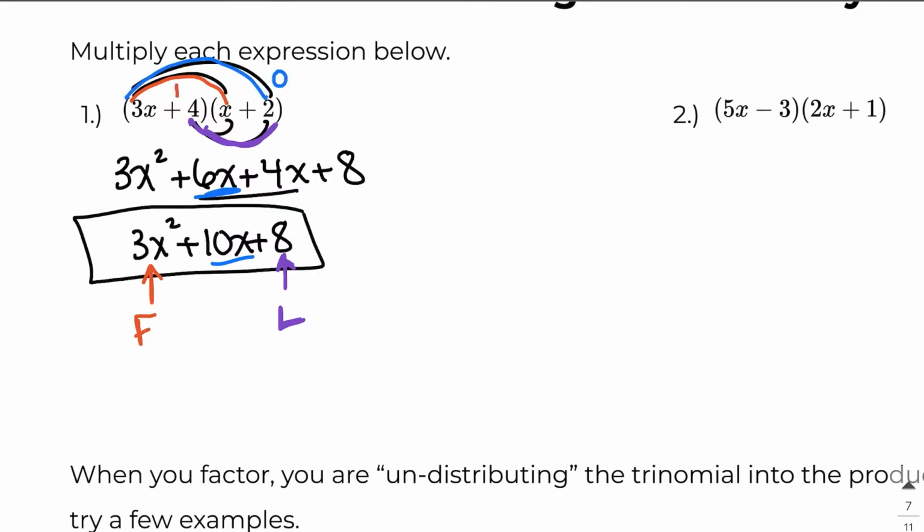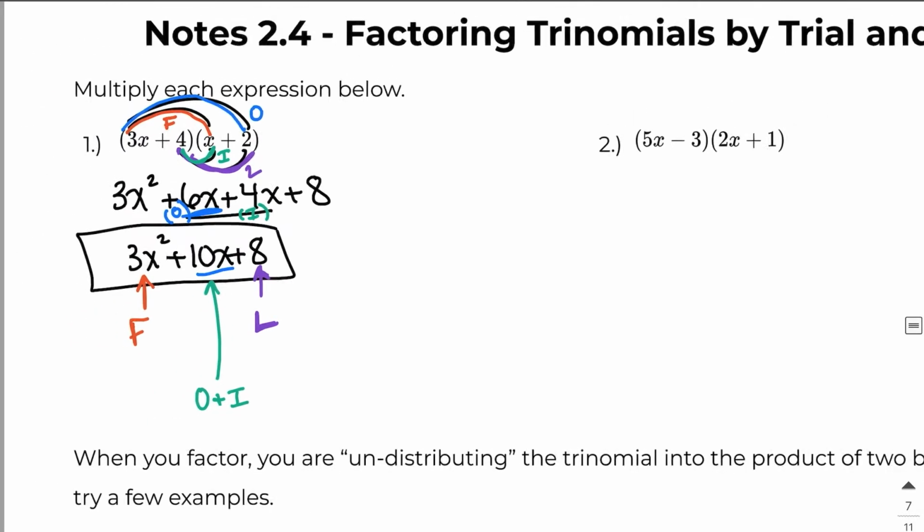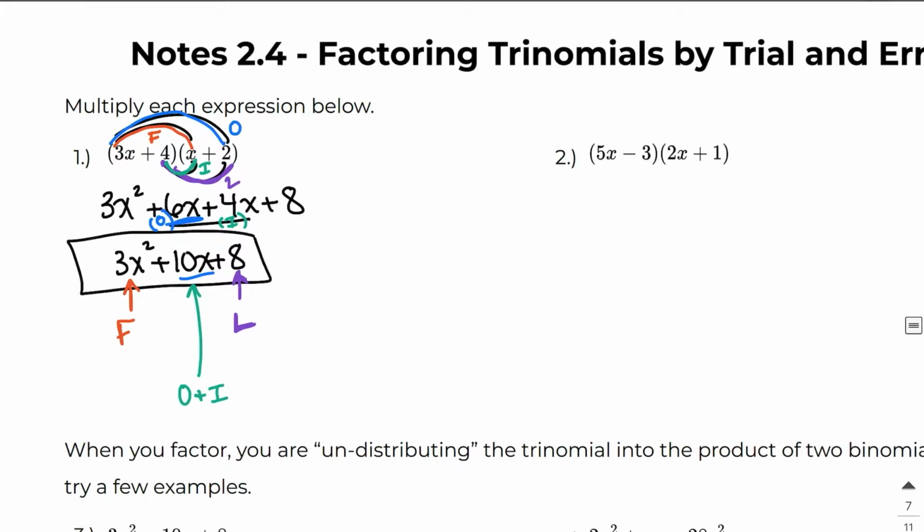And you know what? Let me just label this here so you can kind of see what I'm talking about. So the 6x came from the O, and the 4x came from the I. So this 10x right here is the O and the I combined together. Okay? So like, for example, in this example that we have here, I could go straight to my answer by saying that the first, the 5x times the 2x would give me 10x squared. So this right here is the first. We also have our last, which is the negative 3 times the 1, which is negative 3.